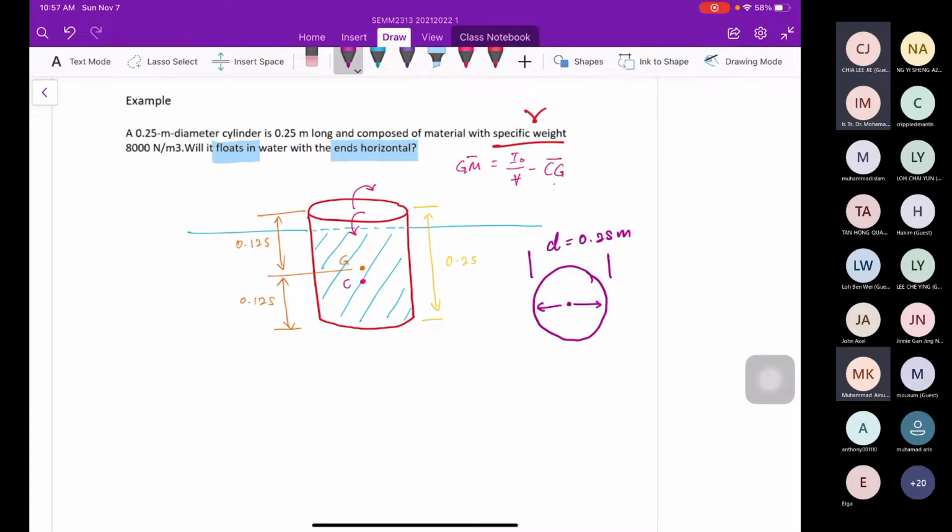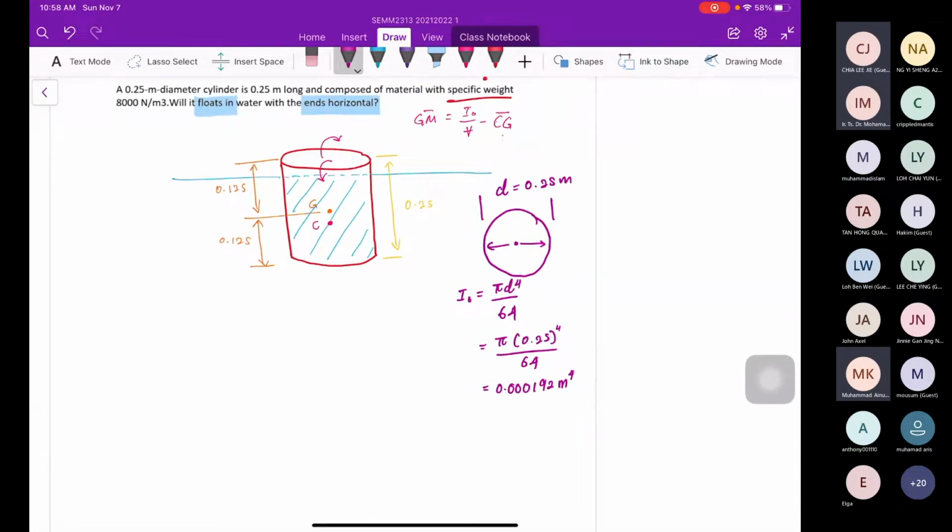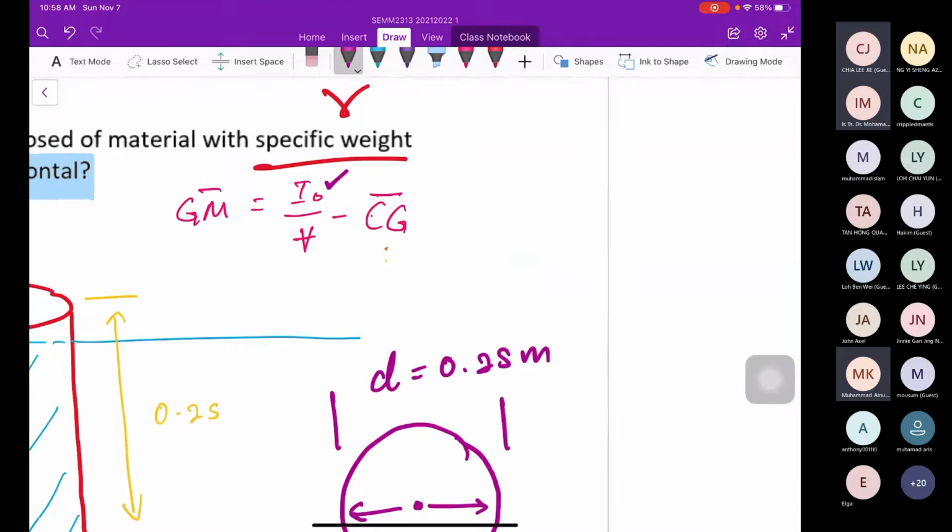Applying the second moment for this circular cross-sectional area, you can look at the table later on. I note for this circular shape, it is pi d to the power 4 over 64. So pi times 0.25 to the power of 4, divided by 64, is 0.000192 meter to the power of 4. So now we have discovered the I naught.